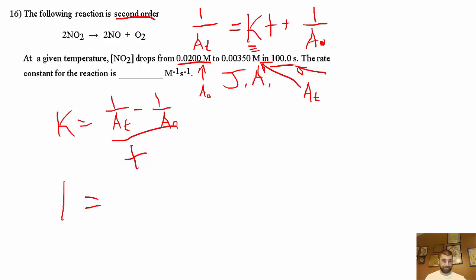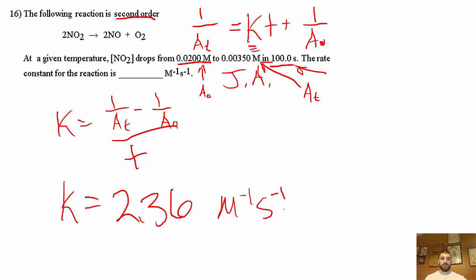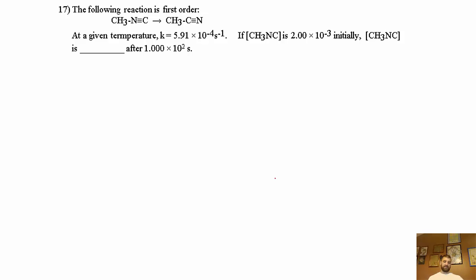And you get k equals 2.36. Right, and if it's second order, that would mean our units would be molar to the -1 times second to the -1. All right, that's 16.